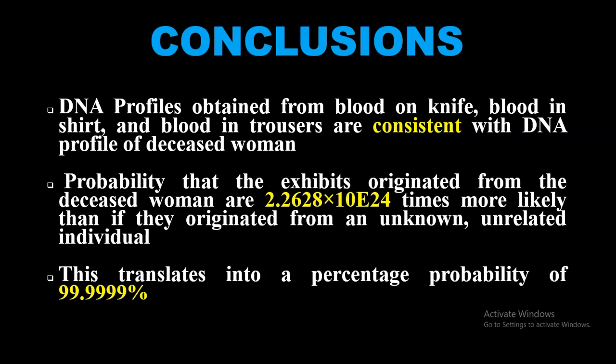Also, DNA profiles obtained from the blood on the knife, the blood in the shirt and the blood in the trousers are consistent with the DNA profile of the deceased woman. It means the DNA profiles from these exhibits, the blood on the knife, blood in the shirt, and blood in the trousers, match the DNA profile of the deceased woman, and the probability that these exhibits originated from the deceased woman is 2.2628 times 10 exponent 24 times more likely than if they originated from an unknown, unrelated individual. And this translates into a percentage probability of 99.9999%. So these were the conclusions that were drawn.